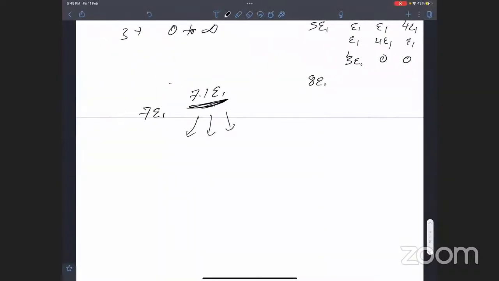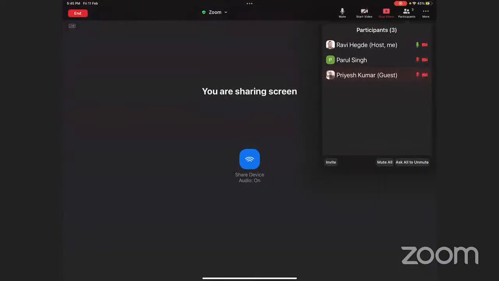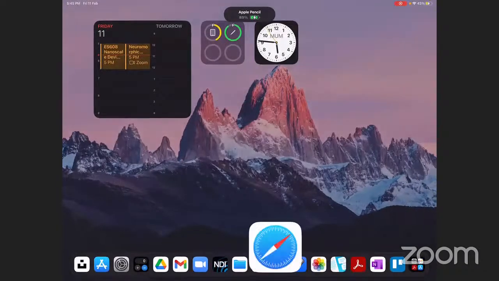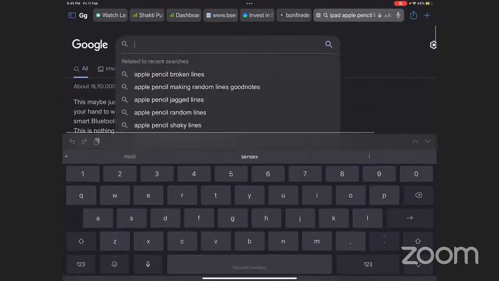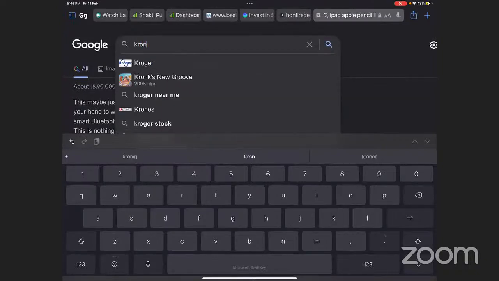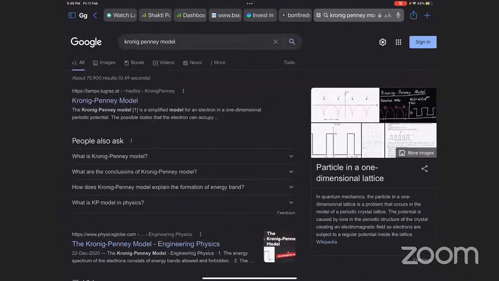Okay. So that finishes the density of states chapter. Once we finish the density of states chapter, now it's time to actually go to crystal structure. So I'm having some problem with my pencil, so what I'm going to do is find this lecture online and go through that because of this pencil issue. We're going to do something called the Kronig-Penney model.